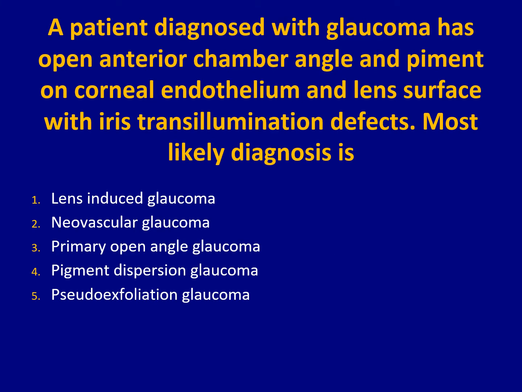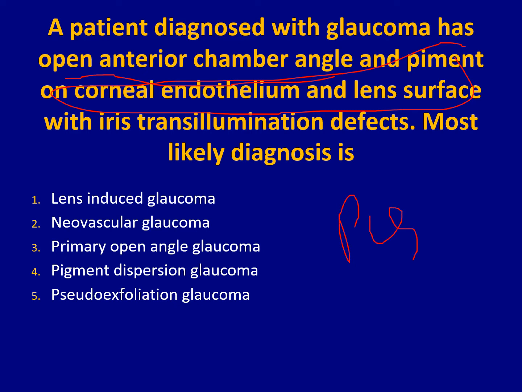A patient diagnosed with glaucoma has open anterior chamber angle and pigment on the corneal endothelium and lens surface. When the pigment comes on the lens or endothelial surface, the answer would be pigment dispersion or secondary open angle. So look for the options.